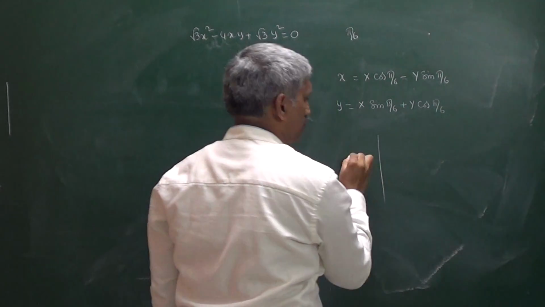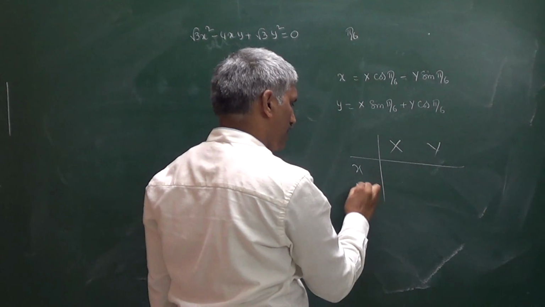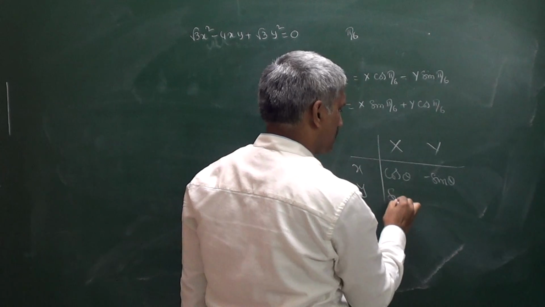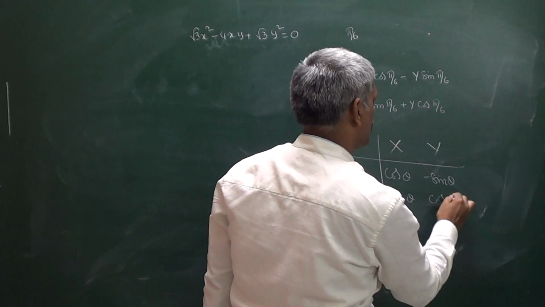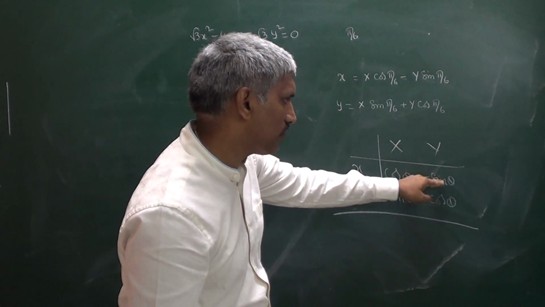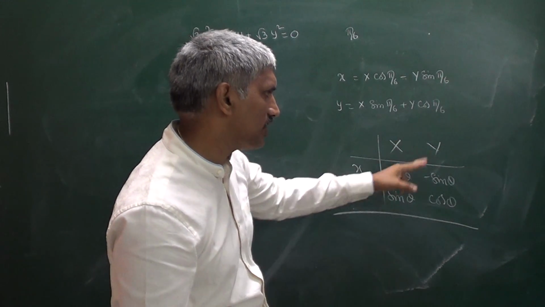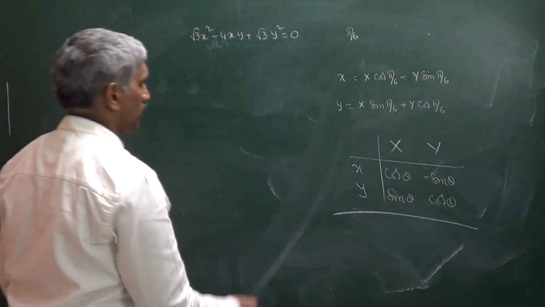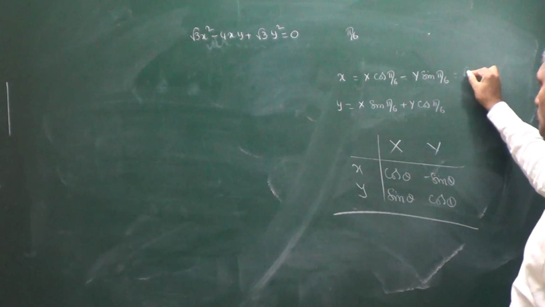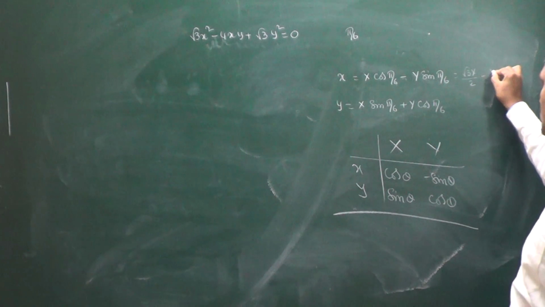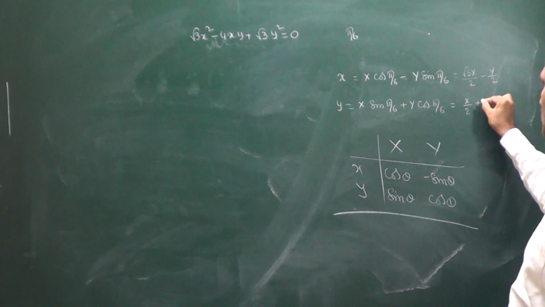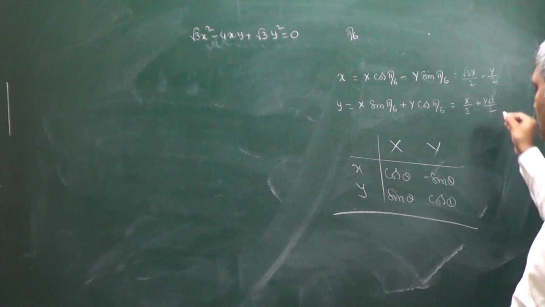All of you remember this particular one. X, y, small x, small y. This is cos theta, minus sin theta, sin theta, cos theta. This figure has to be there in your mind. X is equal to x cos theta minus y sin theta. Y is equal to x sin theta plus y cos theta. Right? Now, in place of x, what do we have to write? Cos 30 value is root 3 by 2. That's why root 3 x divided by 2 minus y divided by 2. Whereas here, x by 2 plus y into root 3 by 2.